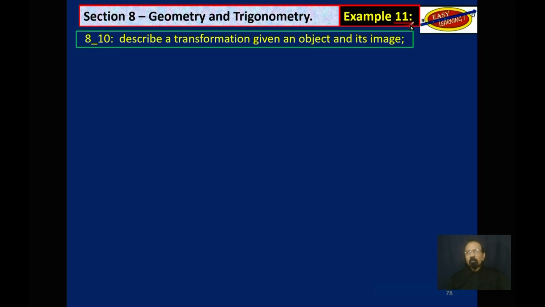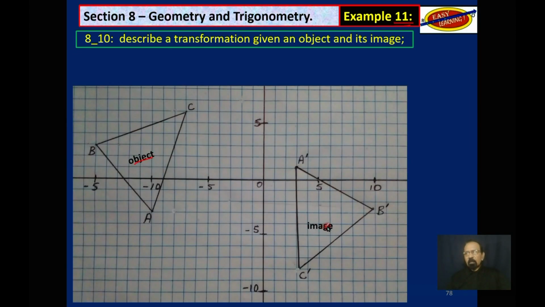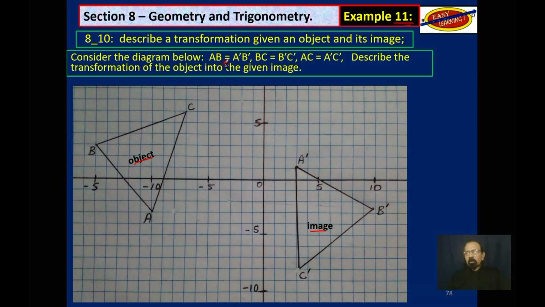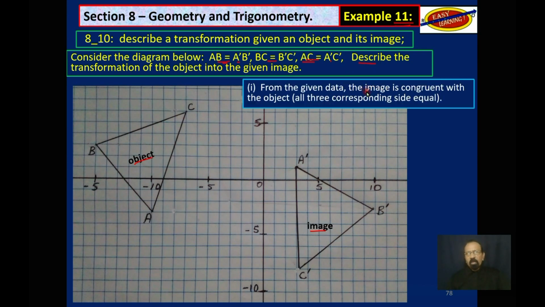Example 11. This is the object. This is the image. First of all, we have to determine if the image is congruent with the object. And based on the data here, we have all three corresponding sides equal. So the image is congruent with the object. So from the given data, the image is congruent with the object. All three corresponding sides are equal.